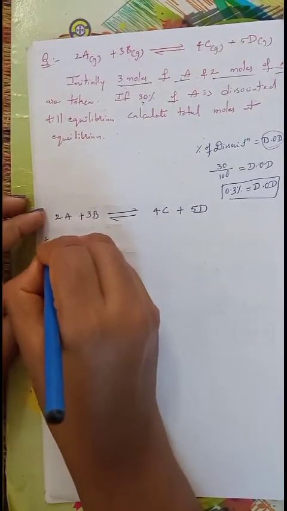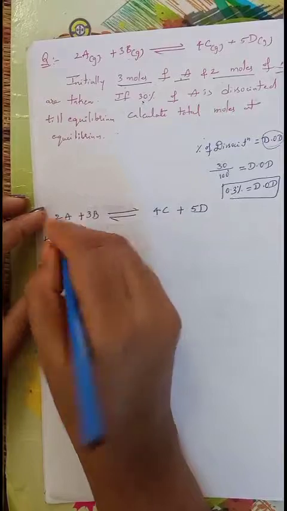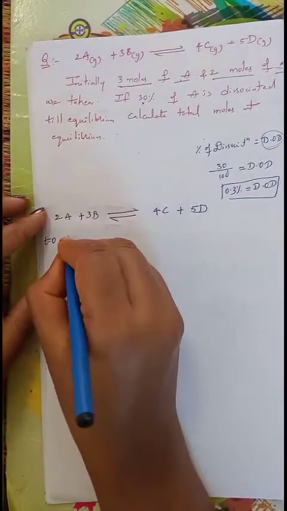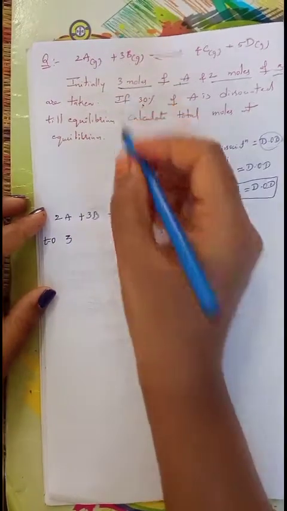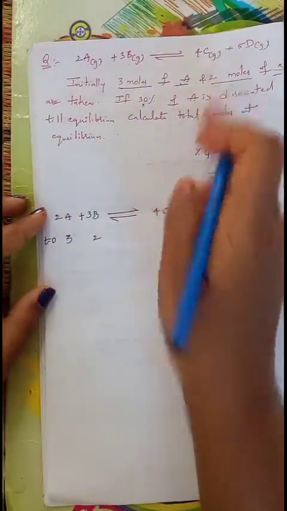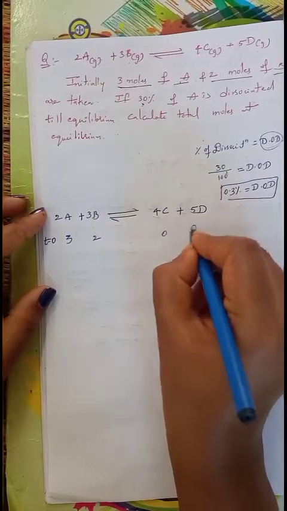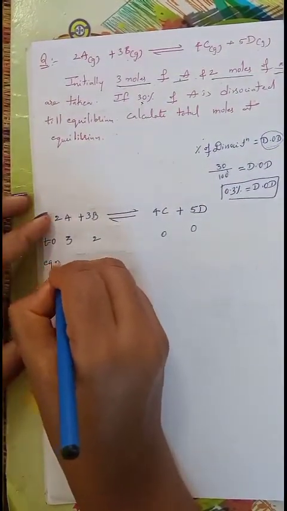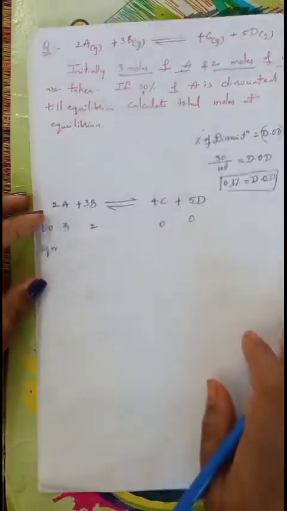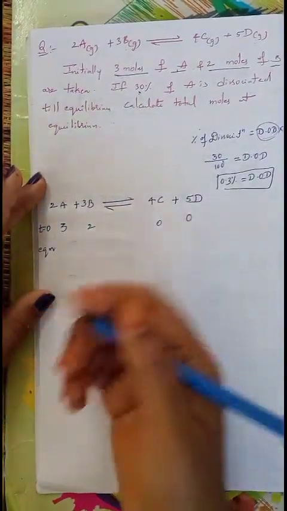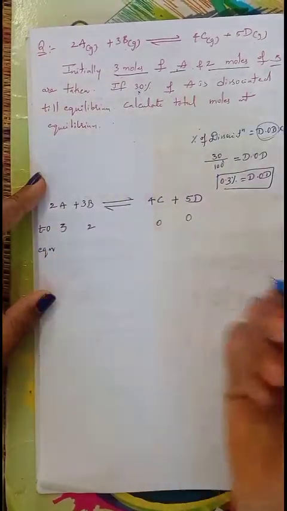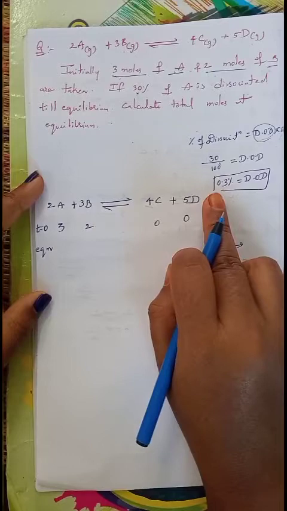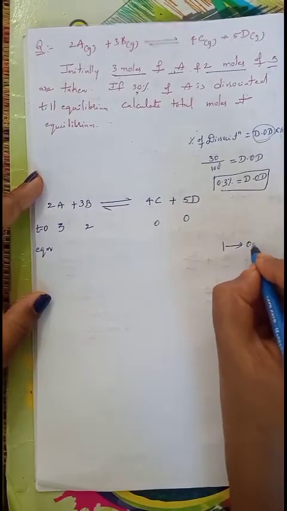So at time equals 0, the number of moles of these they have given already. A is present in 3 moles, B is present in 2 moles, and these two, C and D, didn't form because the reaction has not yet started. Next, at an equilibrium state, we want to find out the number of moles. First, from this 3 we want to find out, for 1 mole, just imagine, the degree of dissociation we have calculated, that is 0.3.